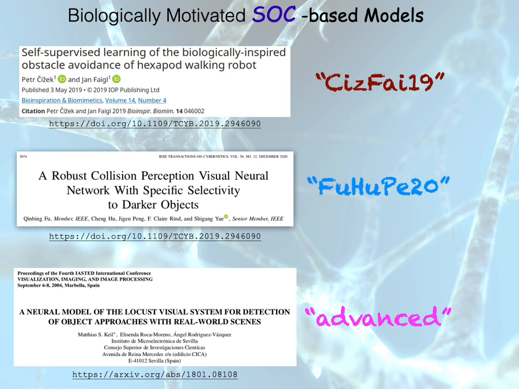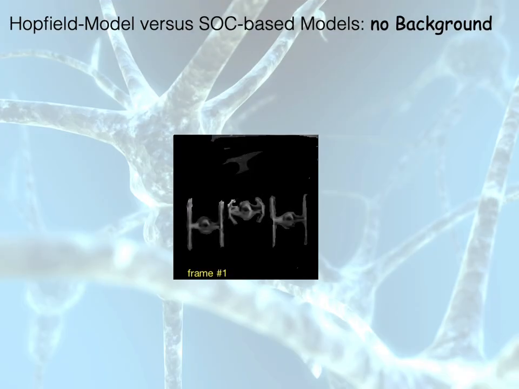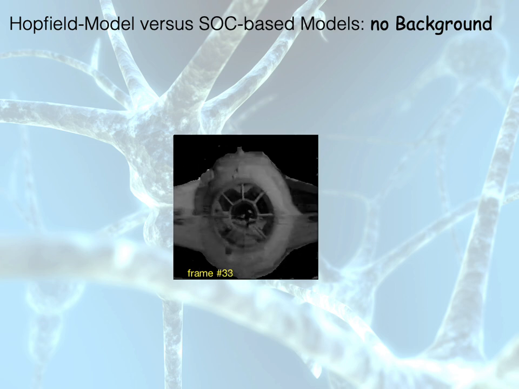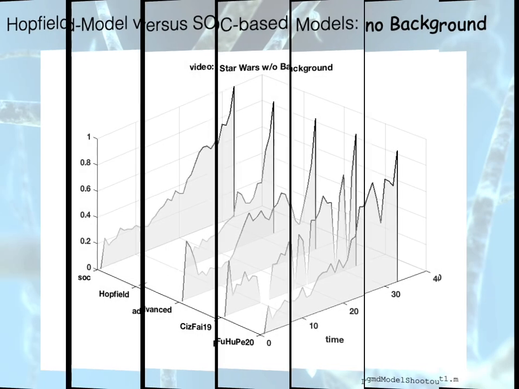Okay, so in what follows, we look at some example videos and compare the response curves of the just mentioned 3 models with the new proposal, which is labeled Hopfield, and the plain sum of temporal contrast, which is labeled SOC. First video. Sounds familiar, doesn't it? This is a small sequence from the first Star Wars movie, where I removed the background. So the 3 objects that are left are the 3 spaceships, which are approaching. Boom. And again. And now we look at the response curves.